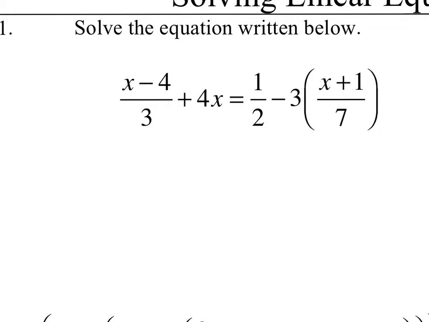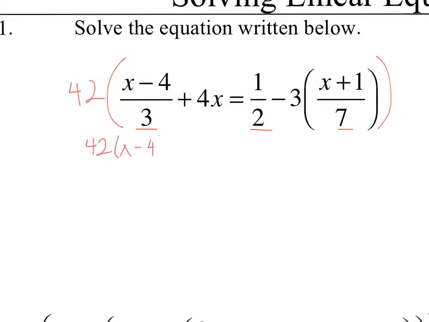I don't really love dealing with the fractions, so the first thing that I might do is try to get rid of all the fractions at once. To do that, I'm going to multiply by something that will get rid of 3, 2, and 7. The common denominator of those three things is going to be 42, because 42 is divisible by all three of these. When I do that, I'm going to do this out a little bit slowly so we can see what actually goes on here.